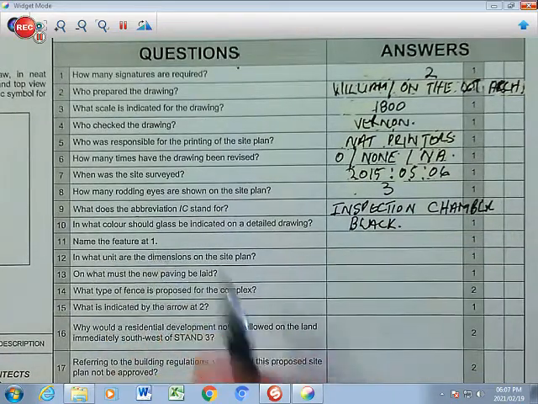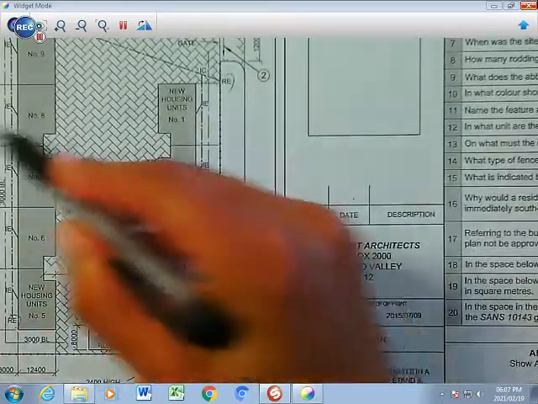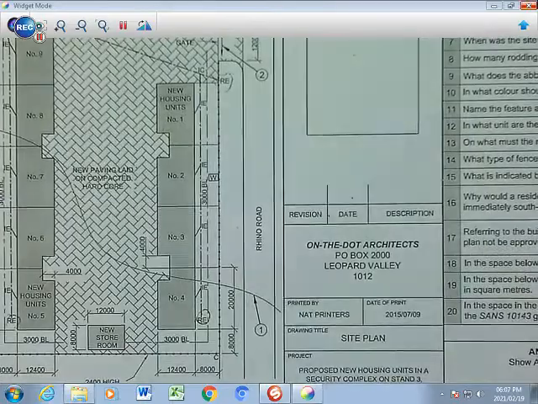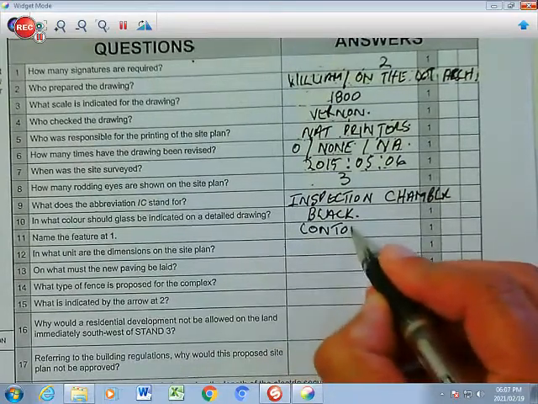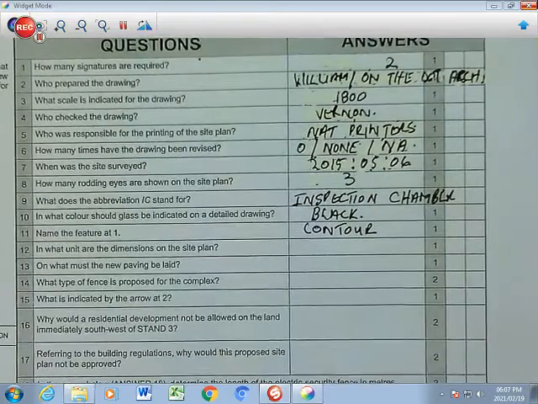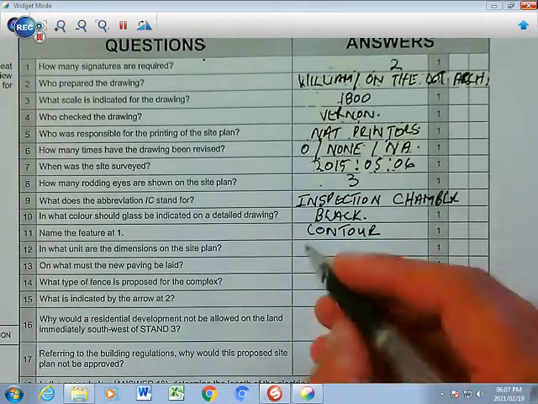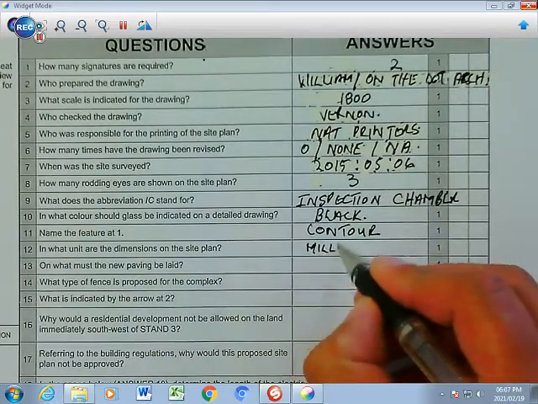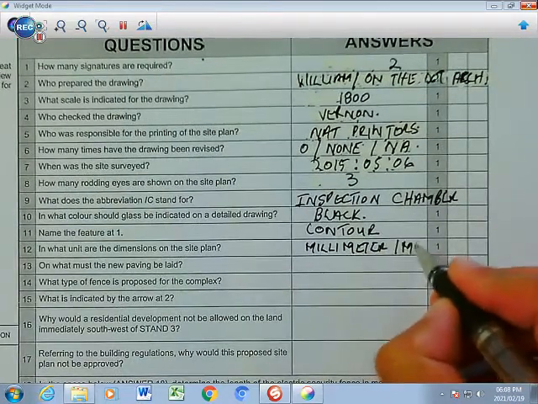Name the feature at 1. So we're going to look at 1 here. There is a line that refers to number 1. That line is a contour line and it shows height above sea level. Contour line, and it shows height above sea level. Right? In what unit are the dimensions on the site plan? That unit is going to be millimeters. So you can write it out in full, or you can just write mm.